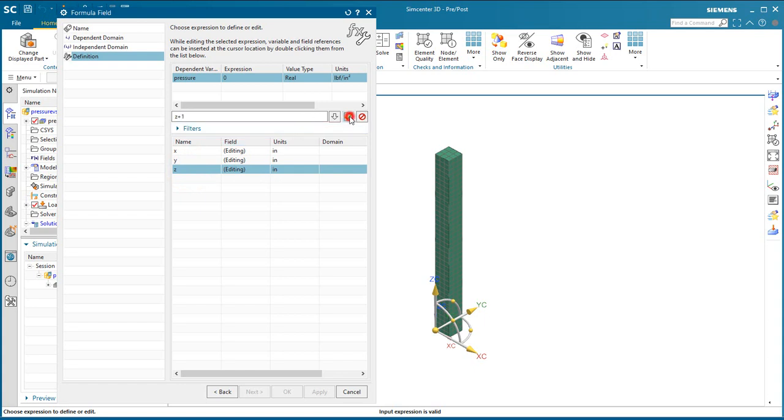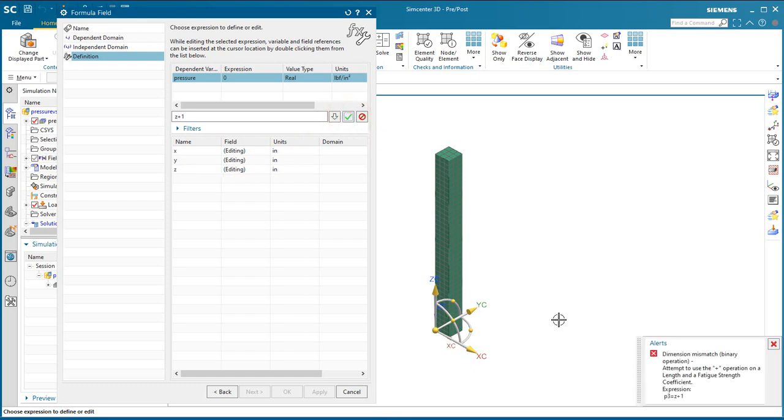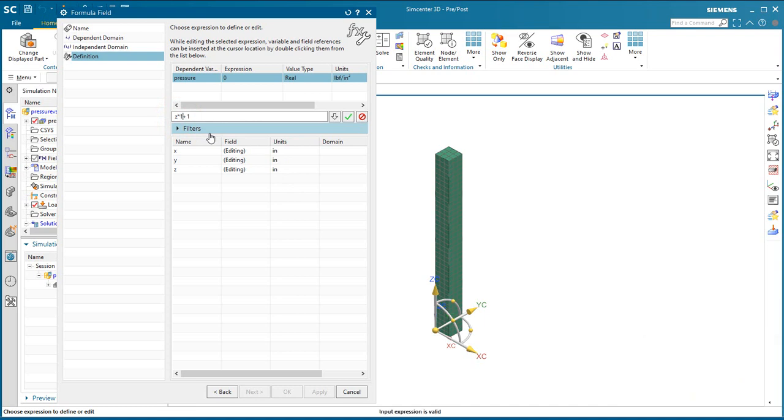If we type that in, we'll see that we get a dimension mismatch in that it's expecting pounds per square inch, which is also the fatigue strength coefficient units, which is what it's complaining about in the alert. So if we multiply that by 1 pound per cubic inch, then we'll get pounds per square inch, which is the units for pressure, which is what it's looking for.